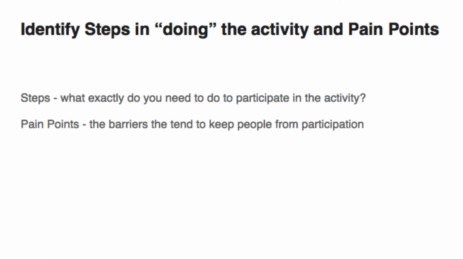So now that we have a list of the things that we are interested in or passionate about, from here, we want to list in detail what it takes to participate in that activity. So what exactly do you need to do, or need to bring to participate. You also want to list any of the barriers that tend to keep people from participation. These are called pain points.